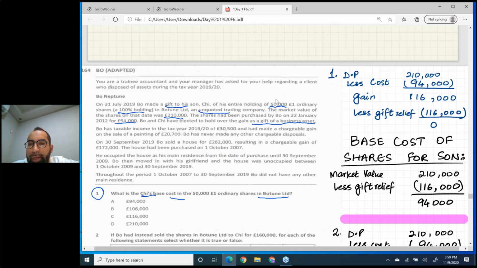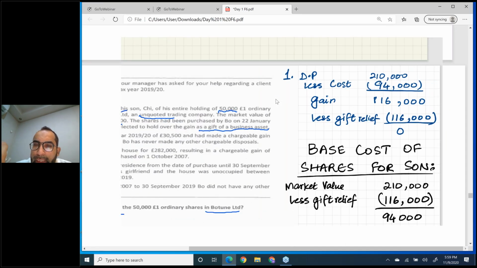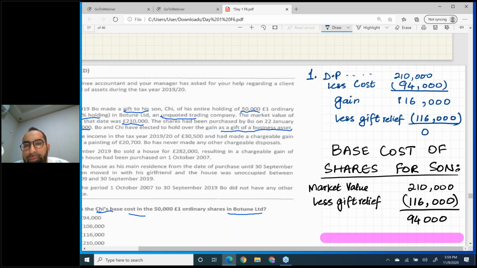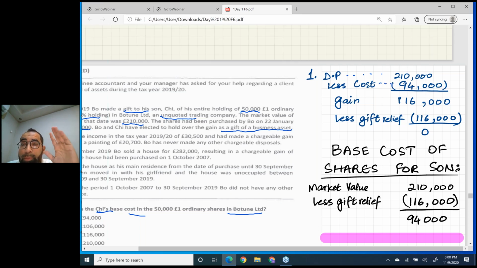Look at here. Easily you can understand. Disposal proceeds are 210,000, which we have just seen is the market value, less cost 94,000. What is the gain? 210 minus 94. Please be very active, dear. 210,000 less 94,000. Your gain is 116,000. And now listen, as the complete transaction is a gift, there is no consideration. In requirement number 1, there is no consideration. That means this is a complete gift. That's why complete gift relief can be claimed.